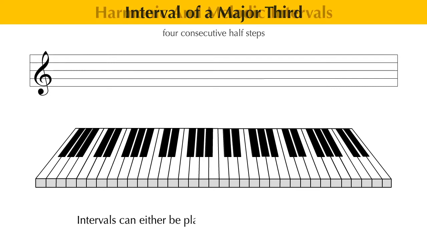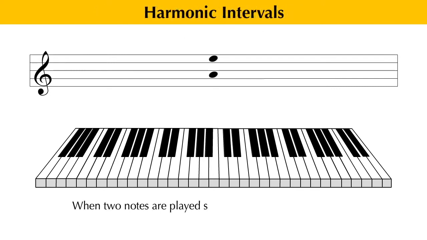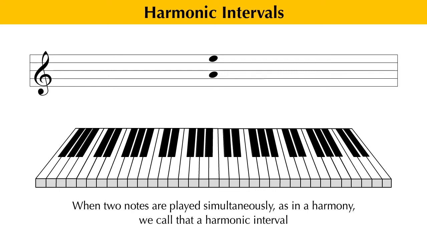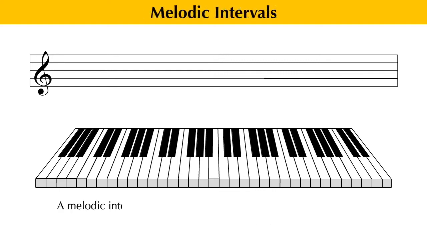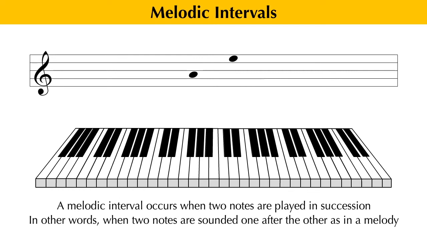Intervals can either be played harmonically or melodically. When two notes are played simultaneously, as in a harmony, we call that a harmonic interval. A melodic interval occurs when two notes are played in succession, or in other words, when two notes are sounded one after the other, as in a melody.